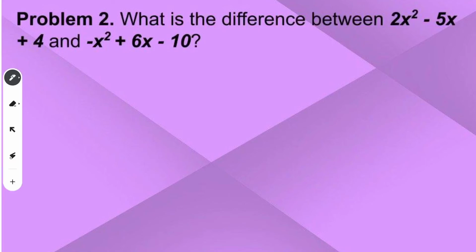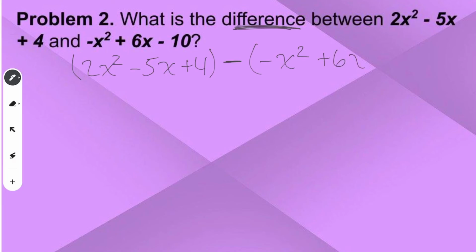So problem number 2 reads, what is the difference between 2x squared minus 5x plus 4 and negative x squared plus 6x minus 10? So first things first, I want to set up my expression or my equation. I have 2x squared minus 5x plus 4 minus, because difference usually indicates subtraction, negative x squared plus 6x. I'm going to bring my second polynomial down, minus 10.